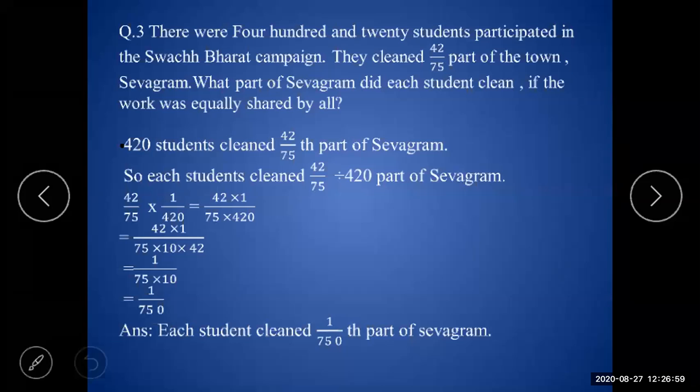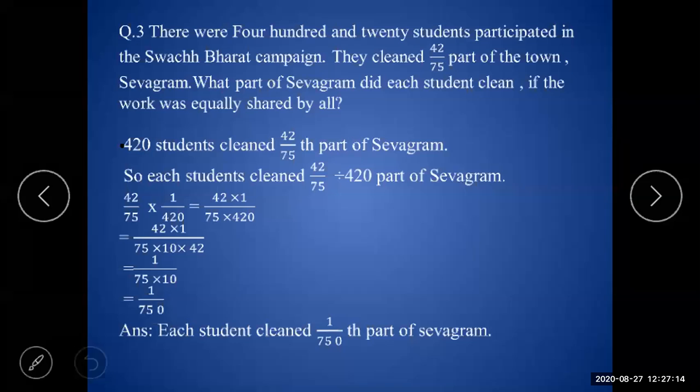हर एक बच्चे ने कितना कितना पार्ट क्लीन किया. If the work was equally shared by all, और सबका वर्क कैसे शेयर किया था? Equally. किसने ज्यादा नहीं किया, किसने कम नहीं किया. So everyone has done equally the work.